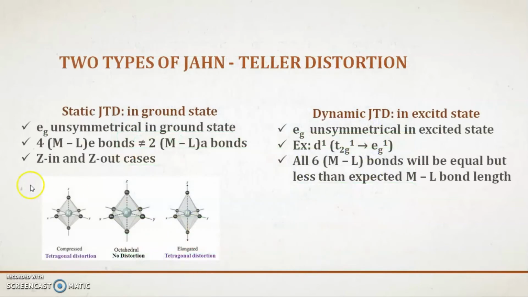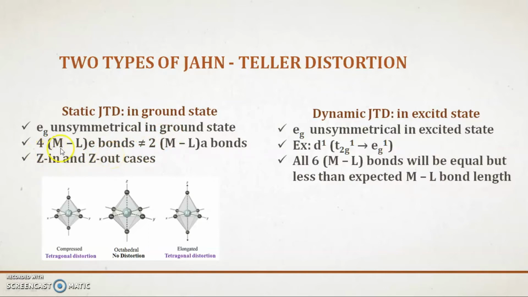There are two types of Jahn-Teller distortion. One is the static Jahn-Teller distortion, which occurs in the ground state. The other is the dynamic Jahn-Teller distortion, which occurs in the excited state. In static Jahn-Teller distortion, there will be an unsymmetrical distribution of electrons in eg in the ground state. This will lead to the z-in and z-out case. This is what we have seen in the first slide also.